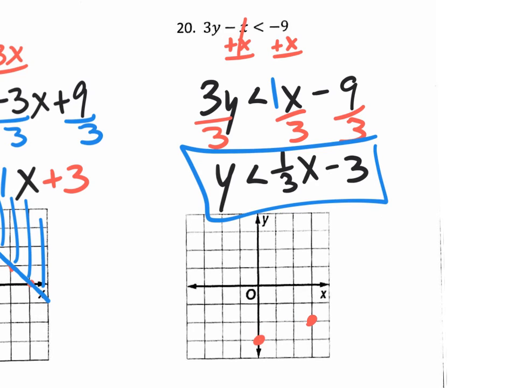Now the question is, do I do a solid line or a dotted line? Dotted, okay. And then do I shade above or below this blue dotted line? What does this say? Y is less than. Less than is below. Greater than is above. So less than is below the line. So let's shade in below the line. Okay? That easy, guys.